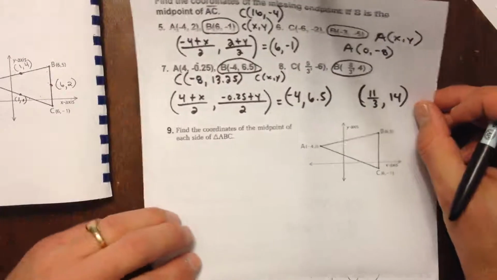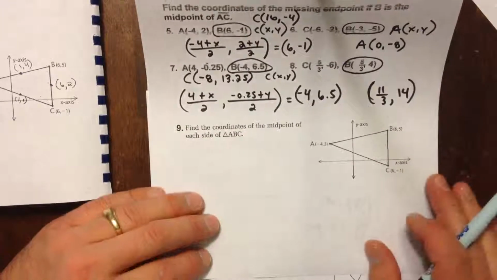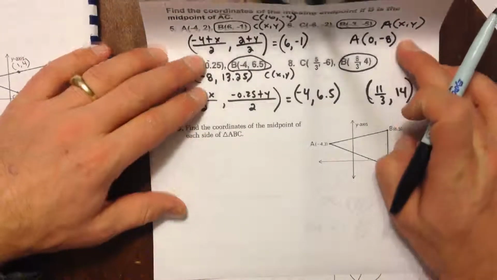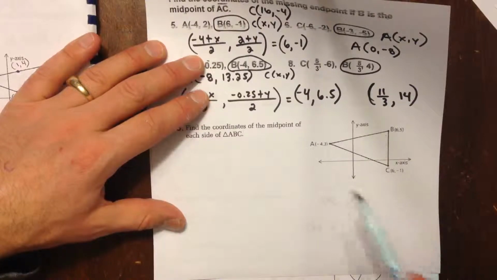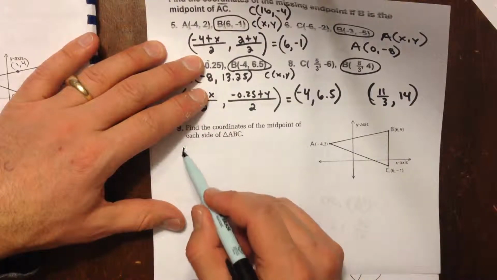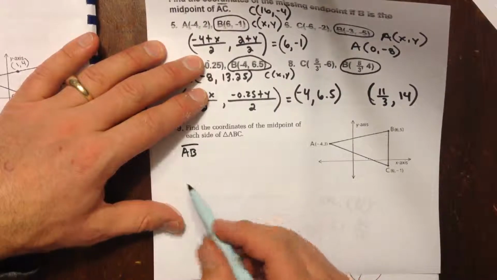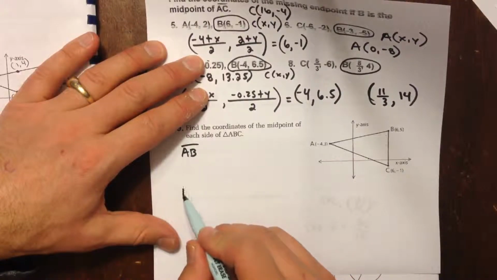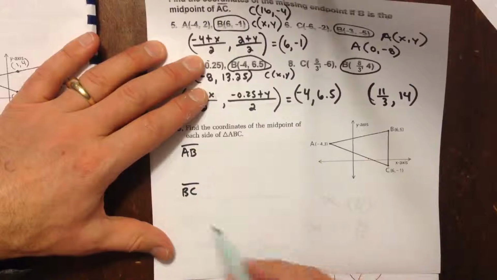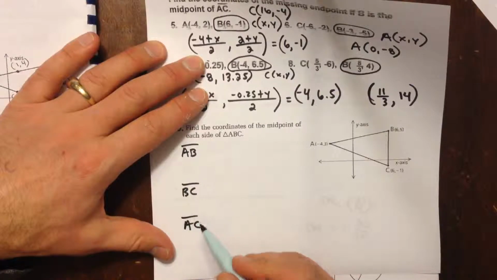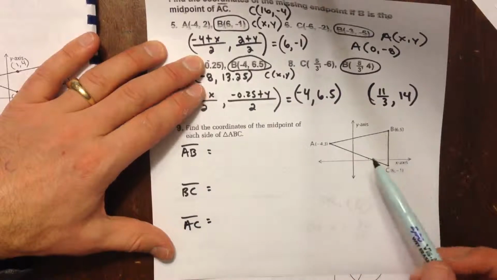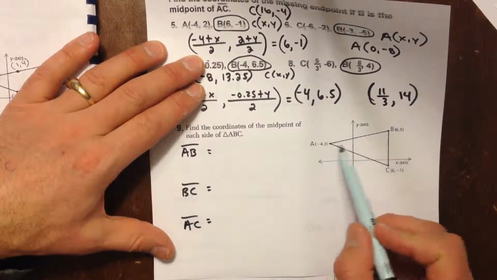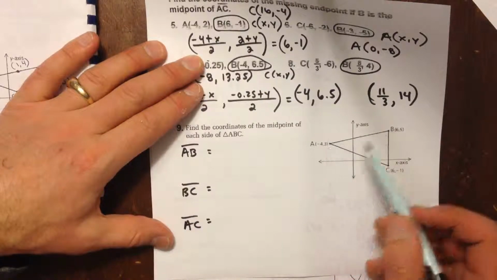Okay, do a couple more here. Find the coordinate of the midpoint of each side of AB. So literally this is just 3 midpoint questions in a row. You got to find the midpoint of AB, BC, and AC. And you do that by using the coordinates, right? So I'll do the first one and then I'll just reveal the answers after that.